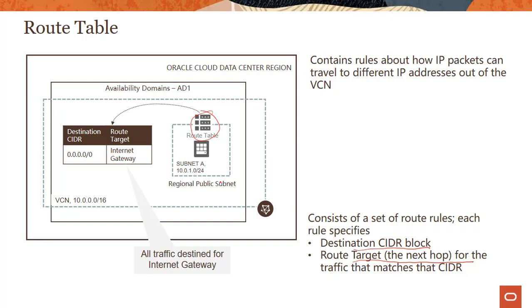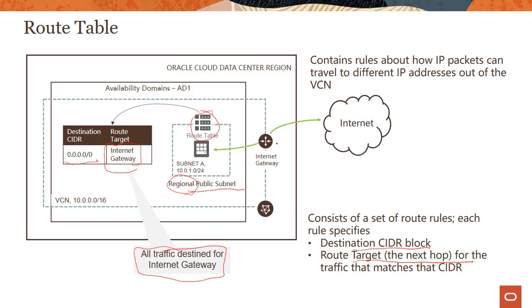If you look at this particular subnet, it's a public subnet. It can be regional or it can be AD specific. In this case, I'm just using a regional public subnet. And in the route table, there is an entry which says 0.0.0.0/0, which means any IP address or all IP addresses. So this is my destination CIDR, packets destined for any IP address. They need to go to the Internet Gateway, and this is what is being shown here, all traffic destined for the Internet Gateway. So what I do is I create an Internet Gateway.